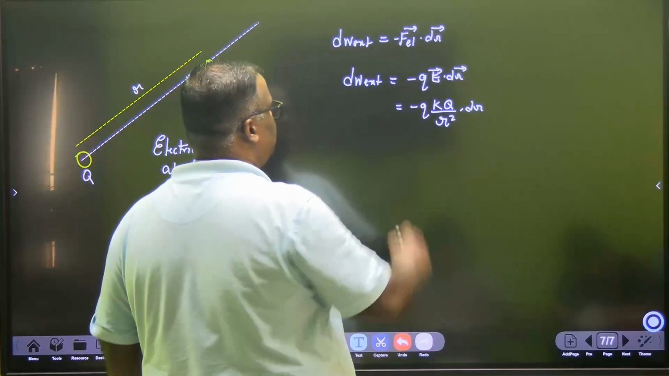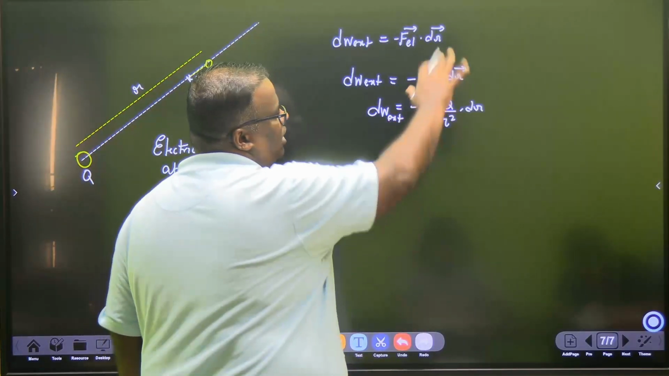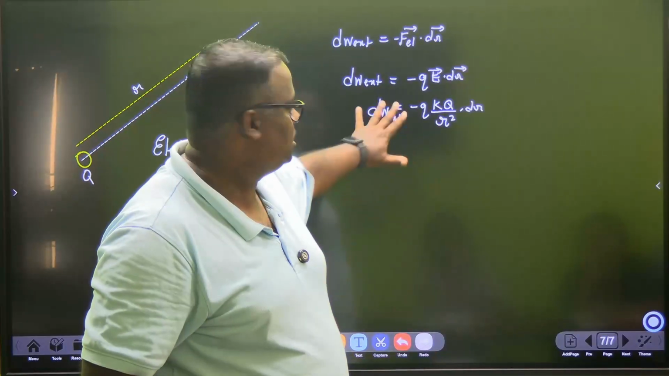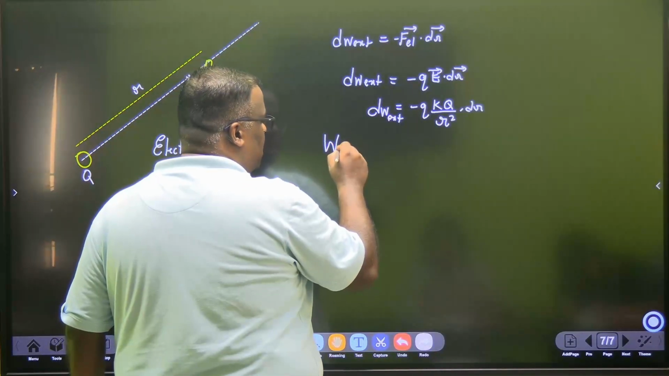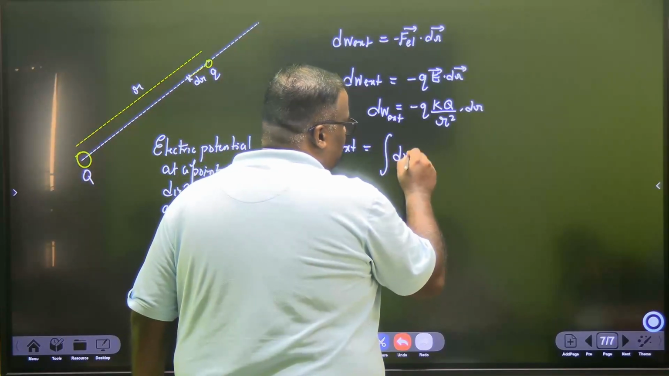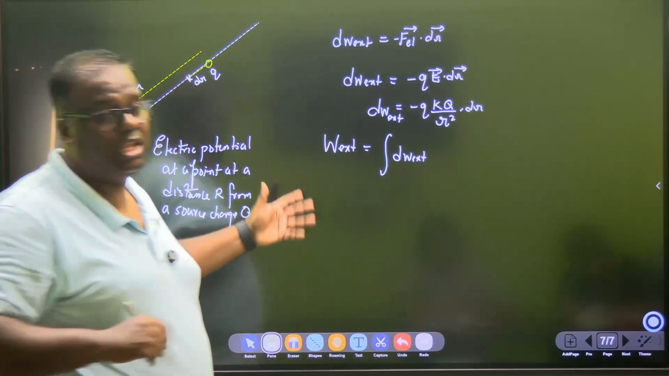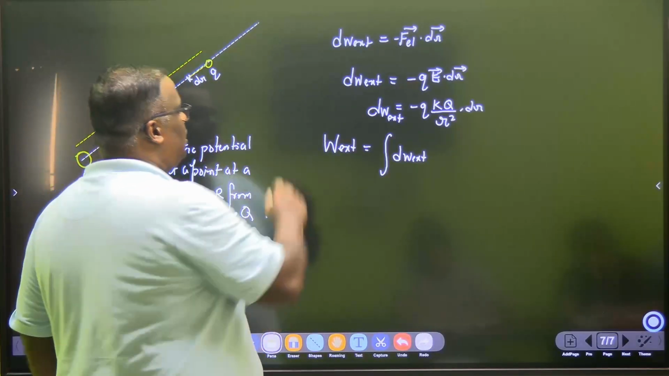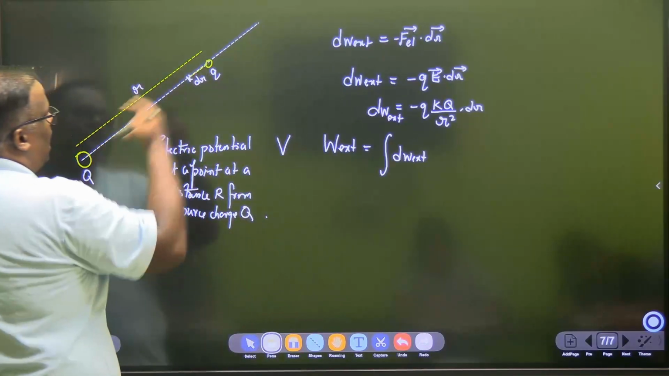Now I'm just worried about the dW external. I've taken away the vector part. Is this understood? If you want to find out the external work done, then you have to integrate this small dW external, and you want to find out the potential at a distance r.